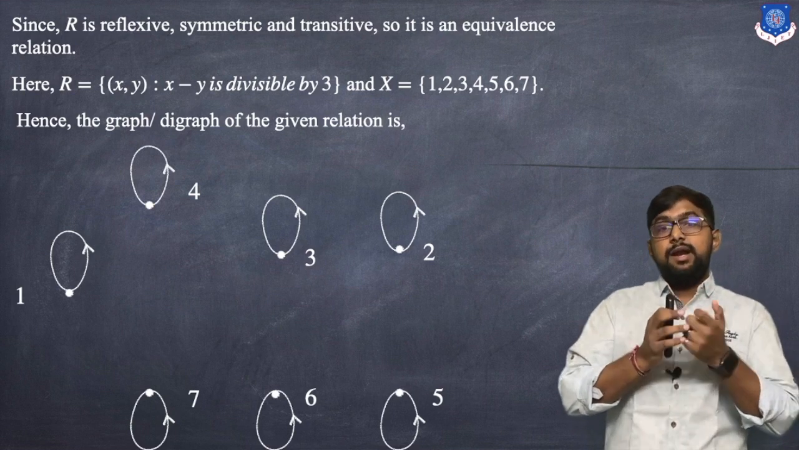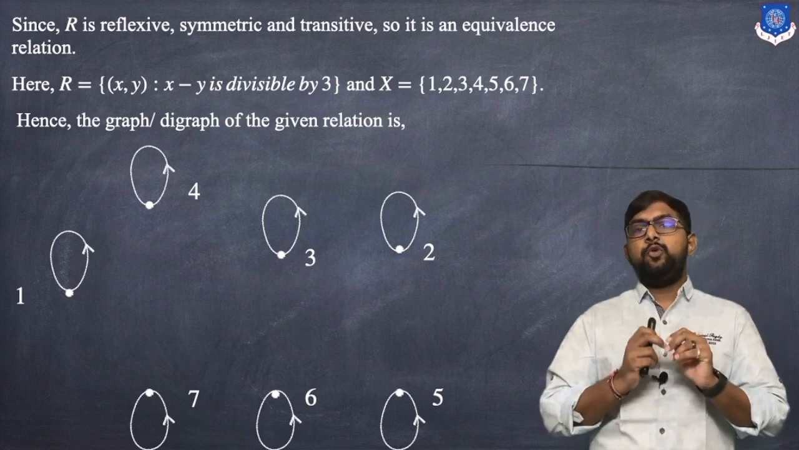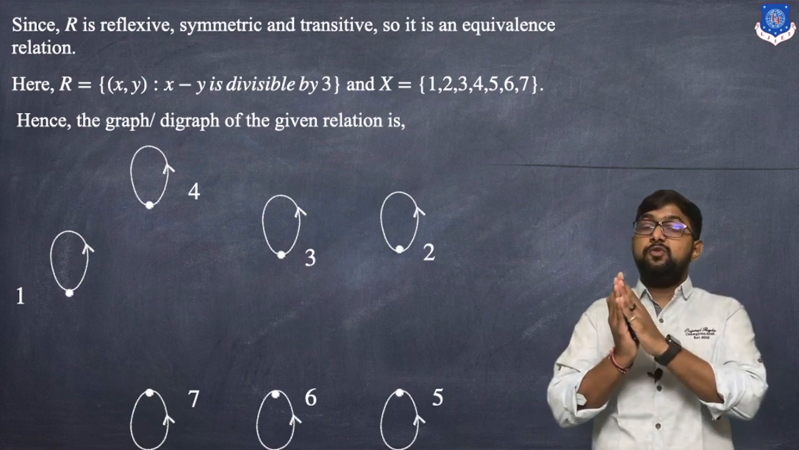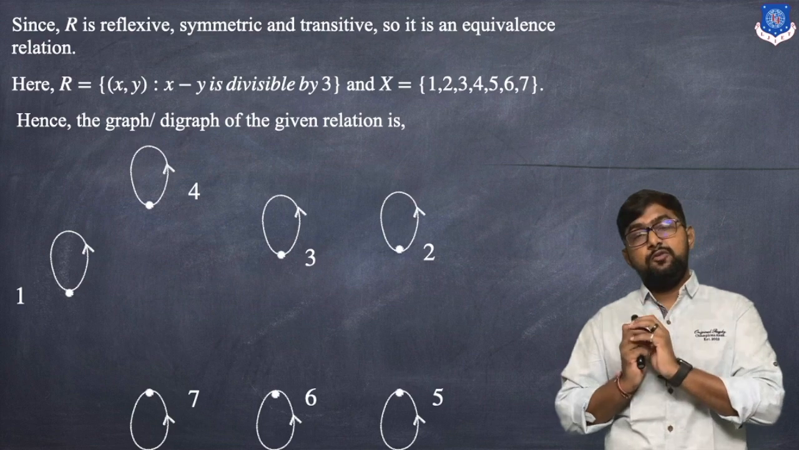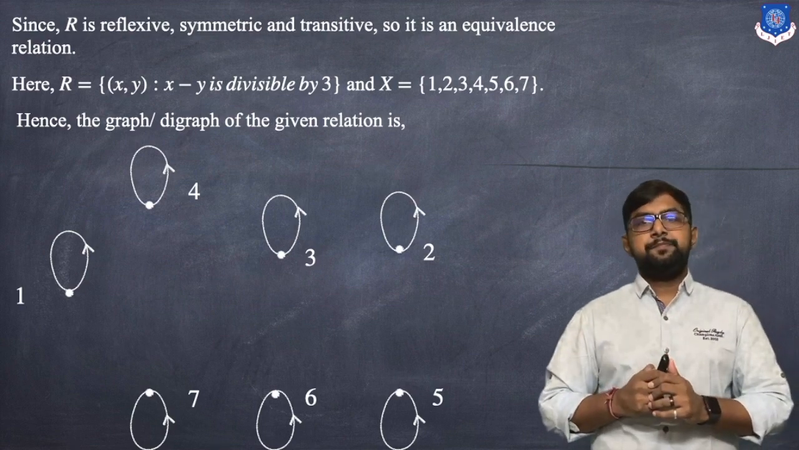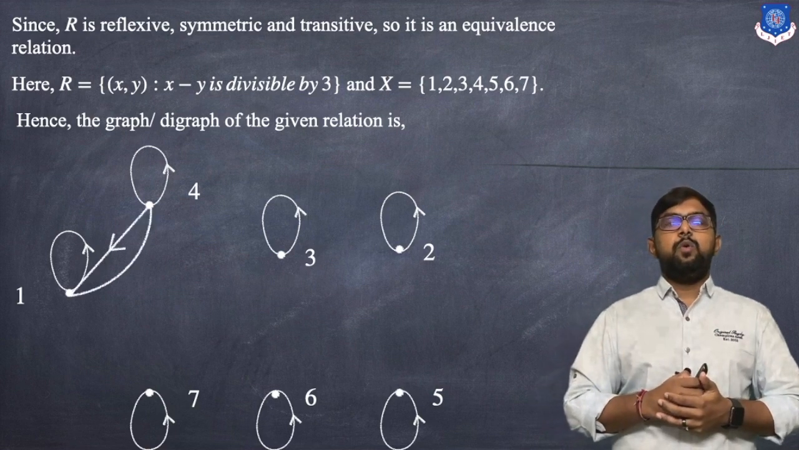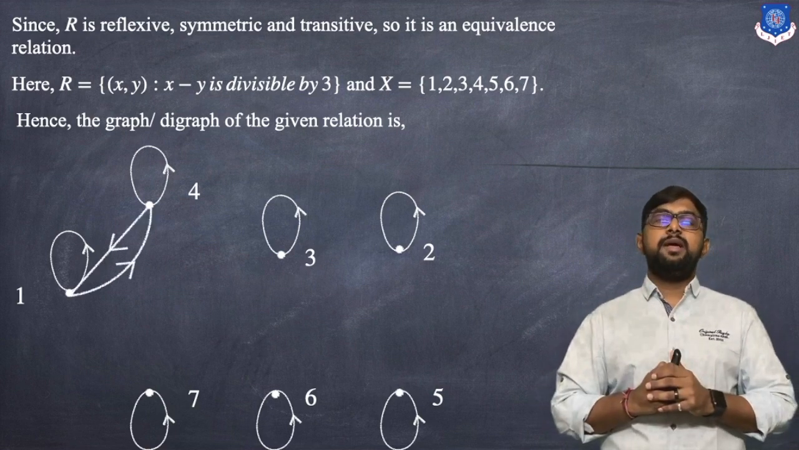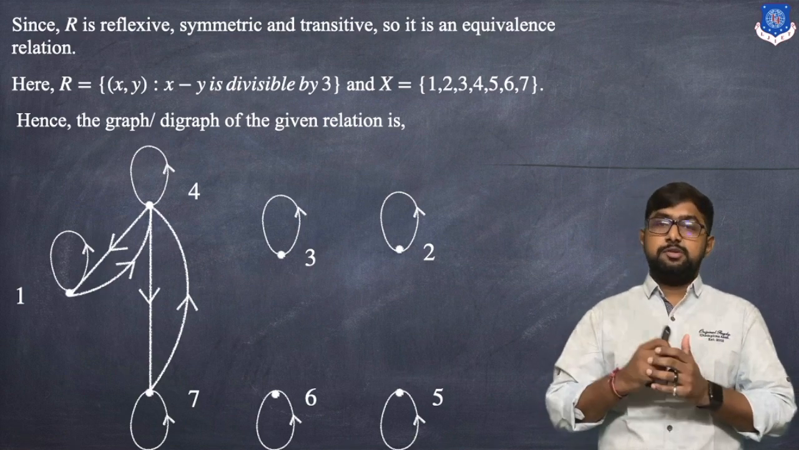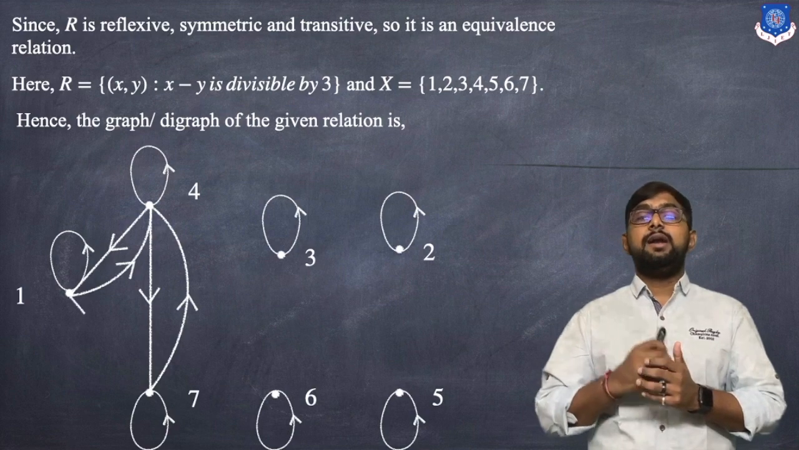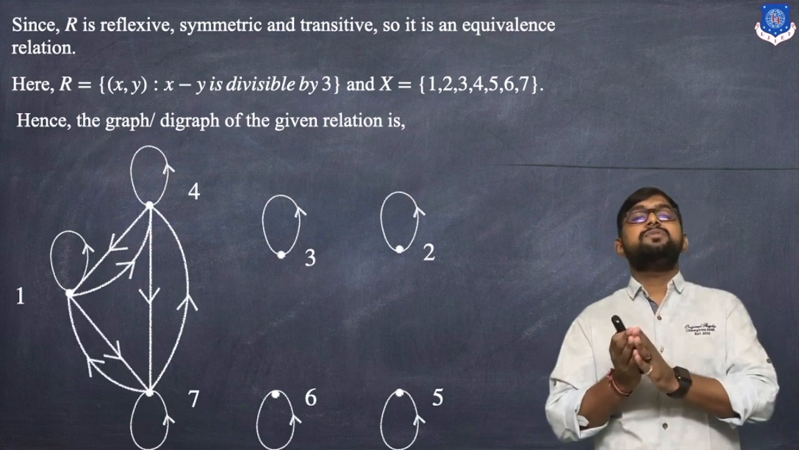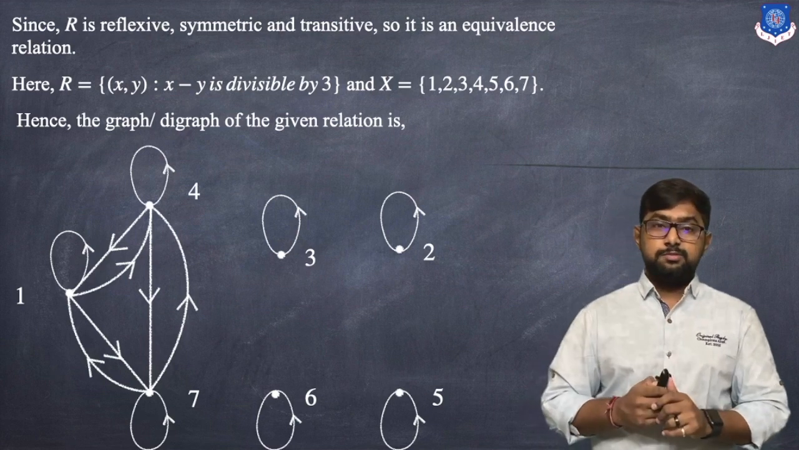Now the subtraction is divisible by 3. Okay, so just fix 1. So 1 minus 4. Okay, 1 minus 4 is divisible by 3, so that means 1 is related to 4. But 4 minus 1 is also divisible by 3. So both (1, 4) and (4, 1) will be there. Then next (4, 7) and (7, 4), because their subtraction is also divisible by 3. And last (1, 7) and (7, 1), because 1 minus 7 and 7 minus 1, that is minus 6 and 6, is also divisible by 3.